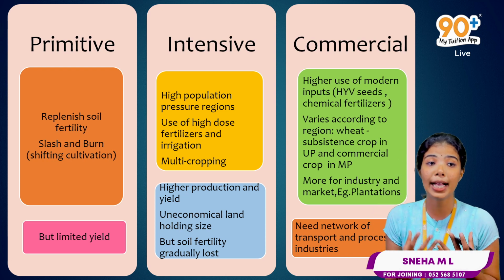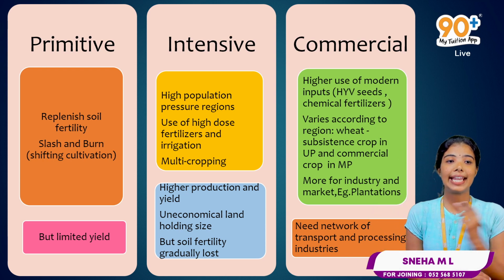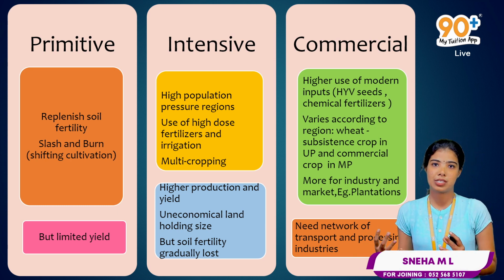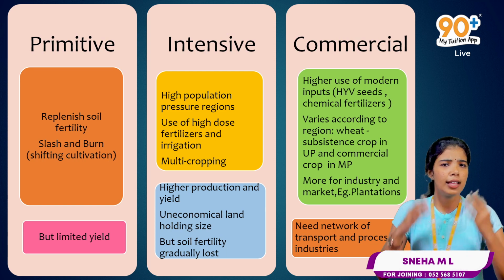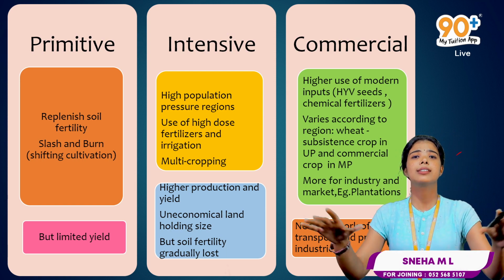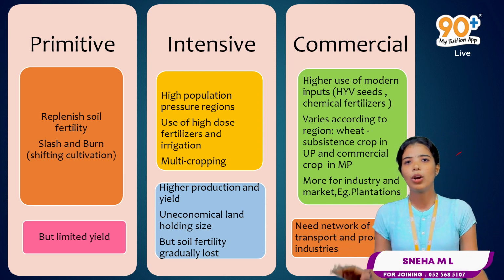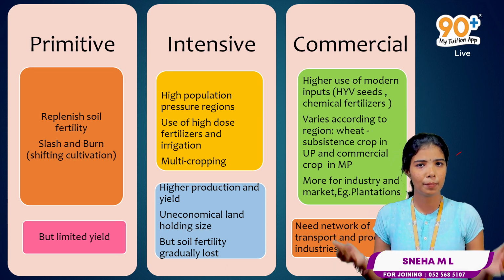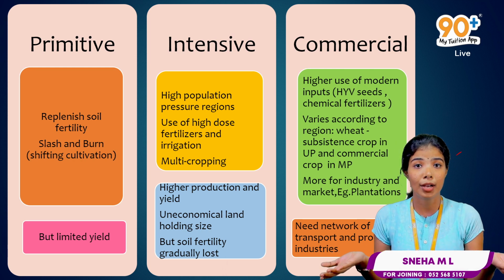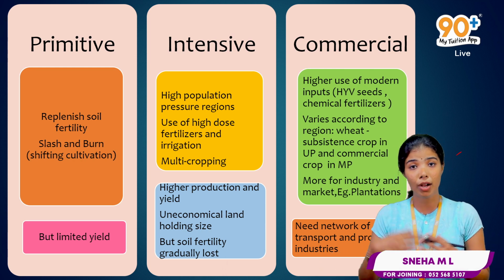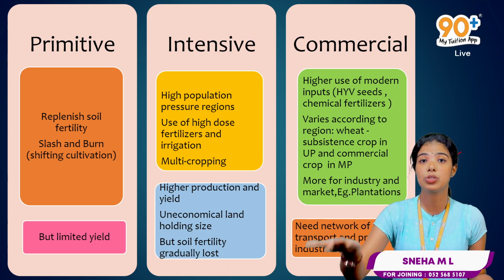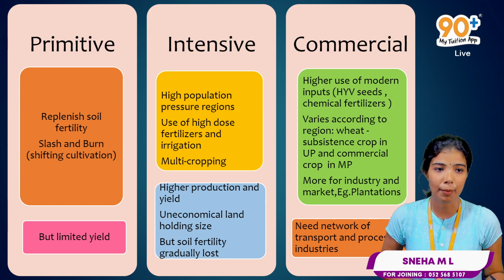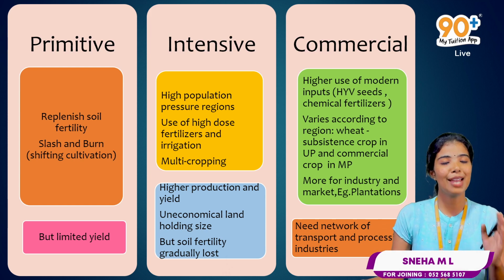Yes, so to back up commercial farming, we need a network of transport and processing industries. Think about a condition where you have acres and acres of tea plantations, but not a proper transportation system or even a proper processing industry nearby. What do you do with that crop or product? You can't do anything, because you can't convey it or convert it into a manufactured good, right? So, to back up commercial farming, you need a network of transport and processing industries.